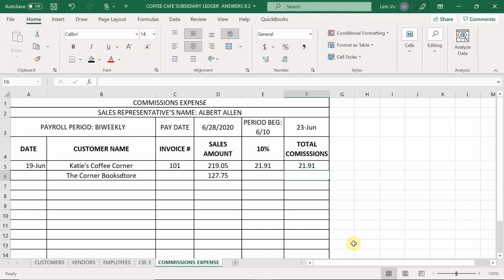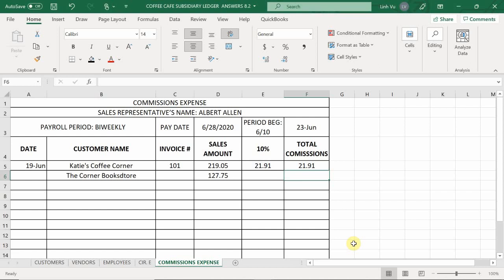Now it's up to you what you want to do here. You can either tally up the totals as you go, or you can wait till the very end of the payroll period to update and tell me how much I owe. In this case, as I make a sale, I'm going to calculate the total commissions that I owe Albert. So right now I owe Albert $21.91.